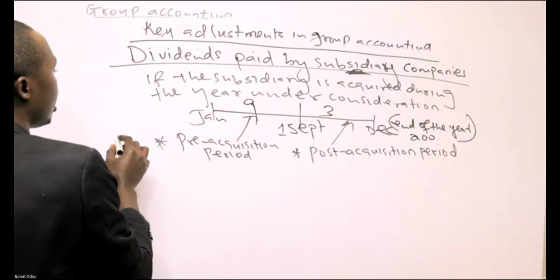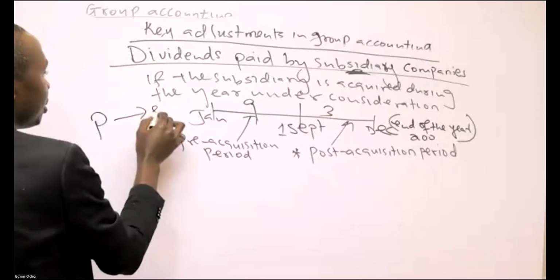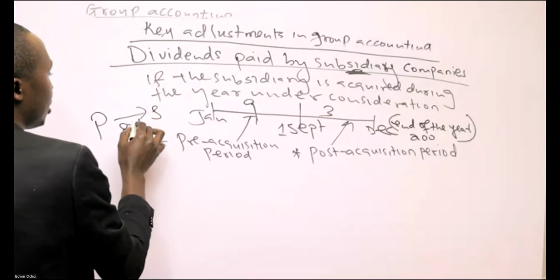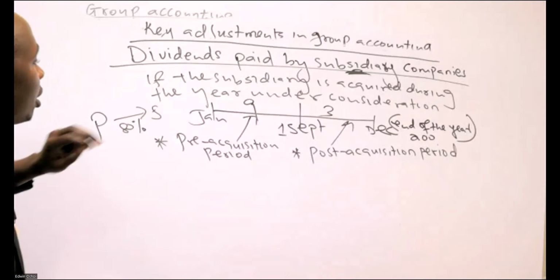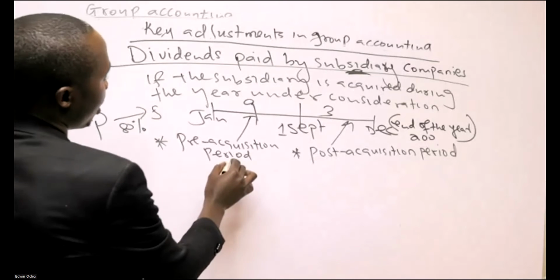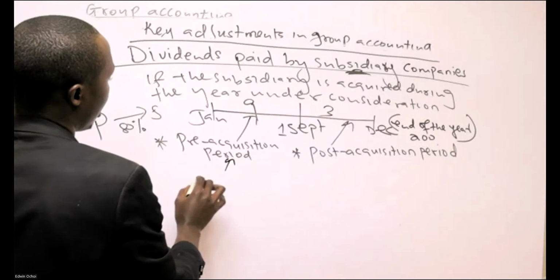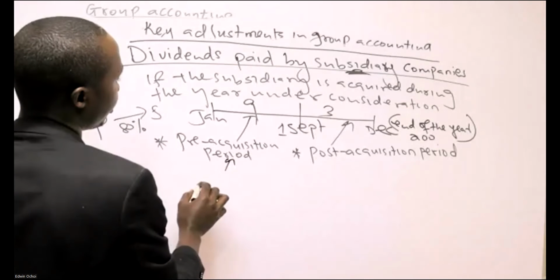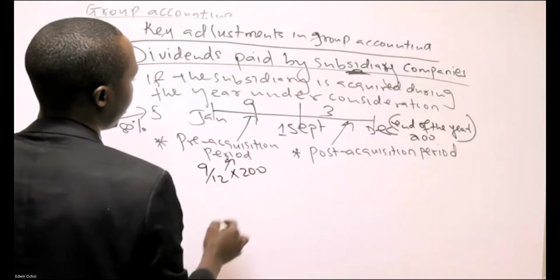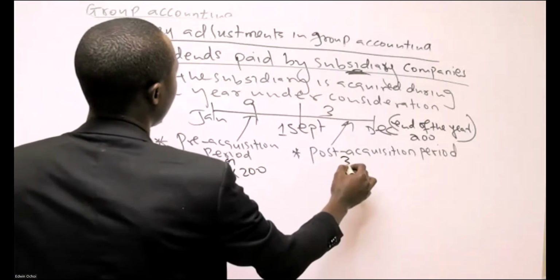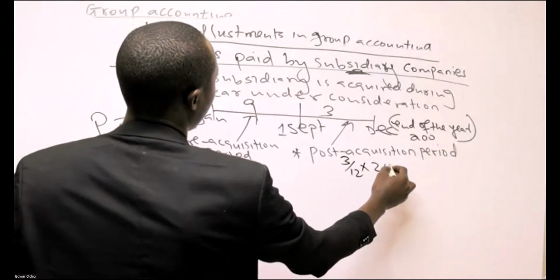And let's say the parent had acquired this subsidiary up to 80%. So for the pre-acquisition period, I will talk about 9/12 times what? 200. And this one will be 3/12 times 200.